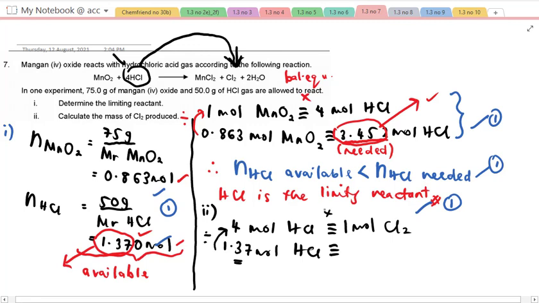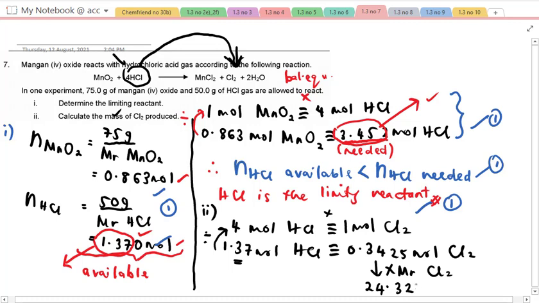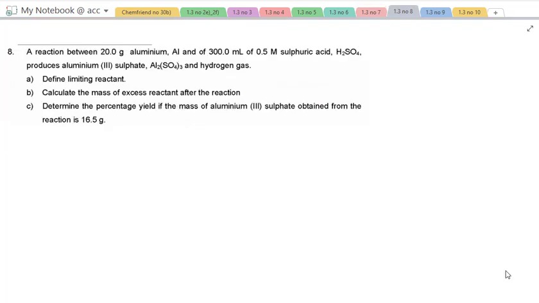So, answer is 0.3425 mole of Cl2. Since you have to calculate mass macam biasa, times with the molar mass of Cl2, then the answer is 24.32 gram of Cl2 produced. Next is question number 8.